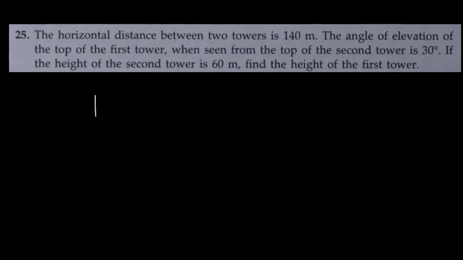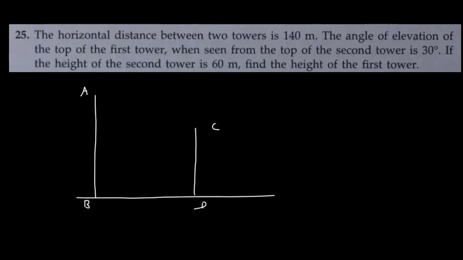Okay, now I have two towers. Say this is tower 1 and there is one more tower, say this is tower 2. Now it is said that the horizontal distance between them, say this is tower AB and say this is tower CD. So this distance is given 140 meter.